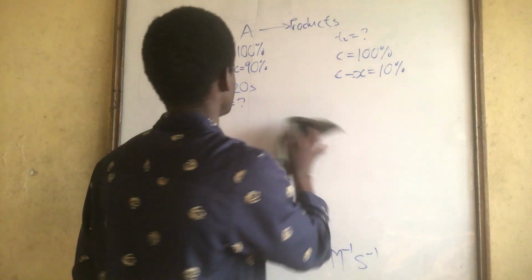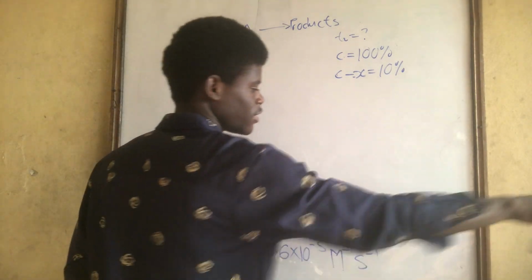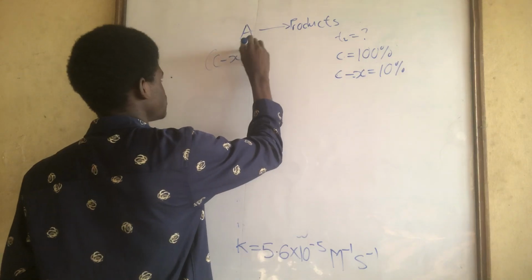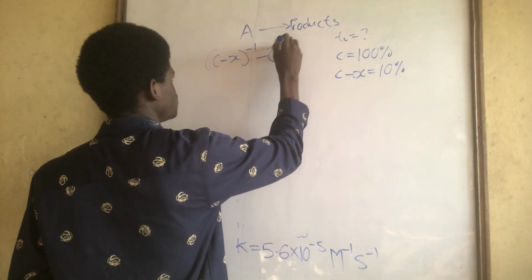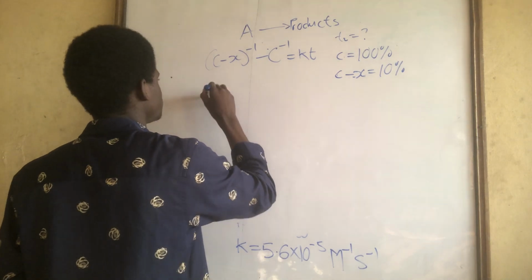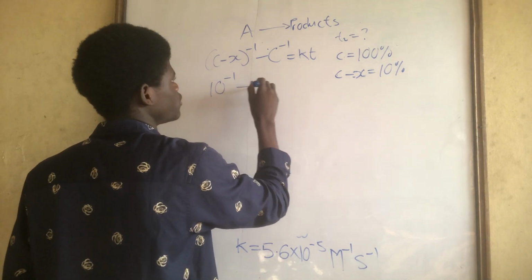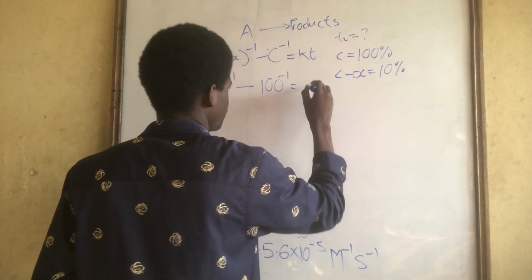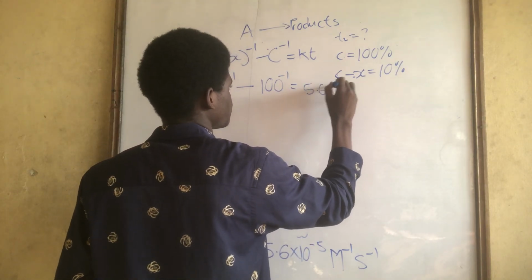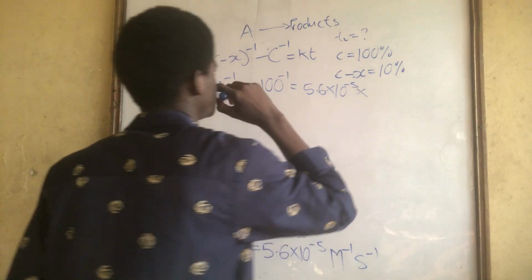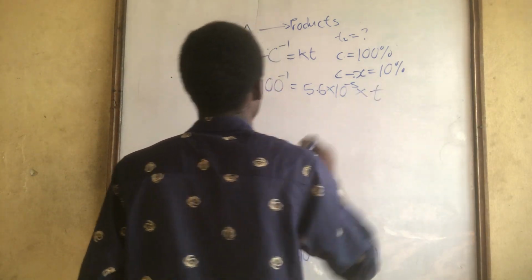To find the time for the second scenario, let's change this up. We're still going to use this formula: (C minus X) raised to power minus 1, minus C raised to power minus 1, equals KT. So C minus X is 10. 10 raised to power minus 1 minus 100 raised to power minus 1 equals K, which is 5.6 times 10 raised to power minus 5, times time. What's our time? Our time is what we're looking for.